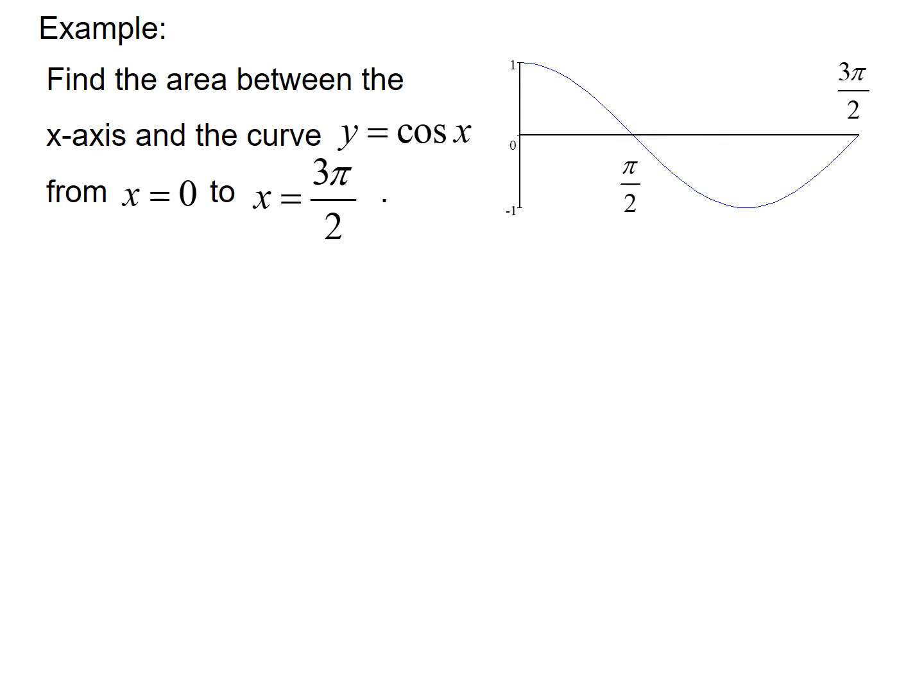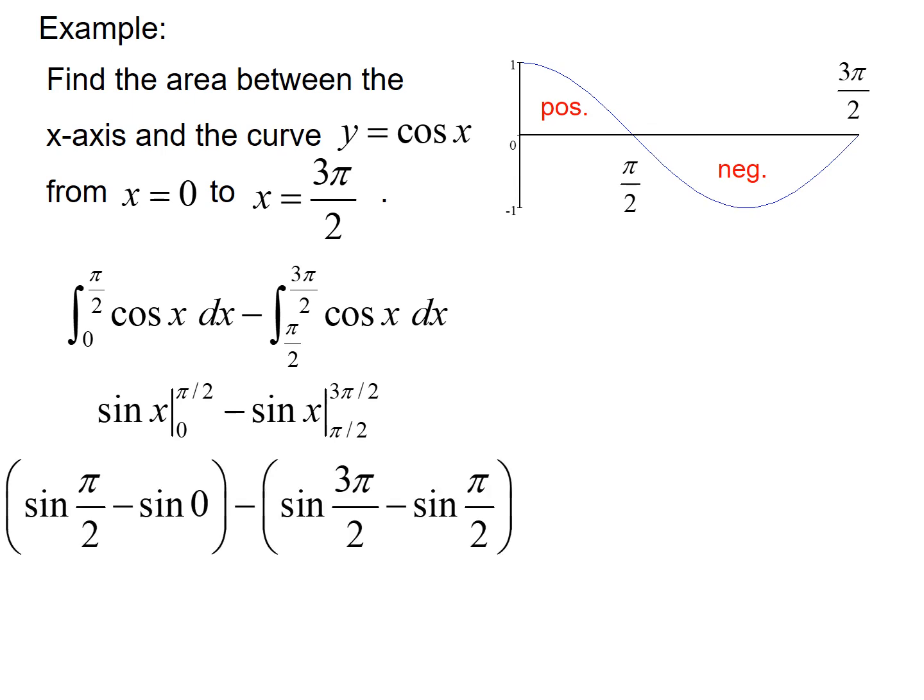So we want to split this up into two separate integrals. One from 0 to pi over 2, and then we're going to subtract the integral from pi over 2 to 3 pi over 2, because we know that that integral is going to give us a negative value. If we subtract a negative, we'll get a positive. And we can evaluate these by taking the antiderivative, plugging in our limits of integration, and we find that the total area is 3.